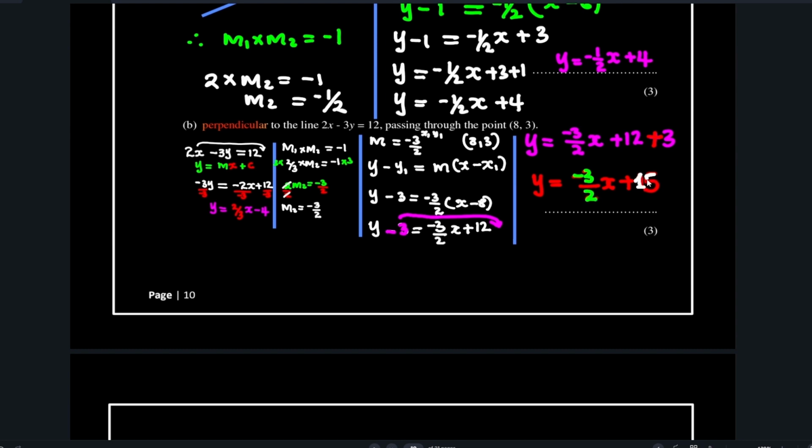I believe you've learned how to go about this question. And in this final equation we have y equals negative 3 over 2x plus 15. Negative 3 over 2 is the gradient and the 15 is the y-intercept, the point where that line is going to cut the y-axis.